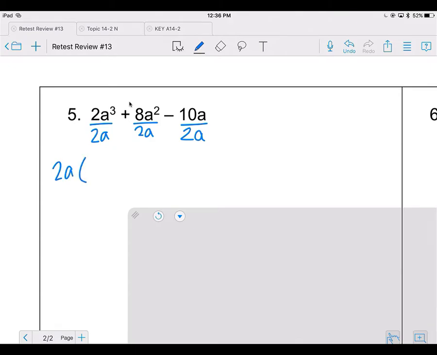My GCF goes in front and I divide. 2 divided by 2 cancels. A to the 3 minus 1 is a squared. 8 divided by 2 is 4. A to the 2 minus 1 is 1. Negative 10 divided by 2 is negative 5, and my a's cancel.